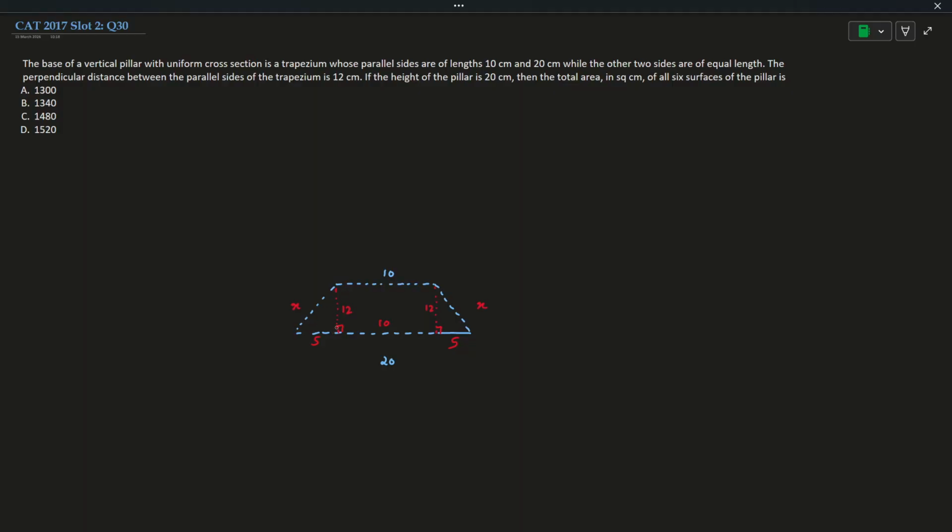Now I have a right angle triangle where I have 5 and 12 as the length of the two sides. Therefore, x will be 13, Pythagoras triplet. So x equal to 13. These are the dimensions of the base of the pillar. Now the pillar will look somewhat like this.